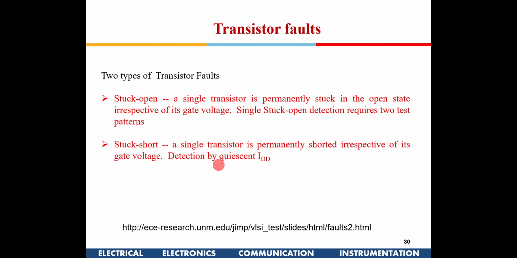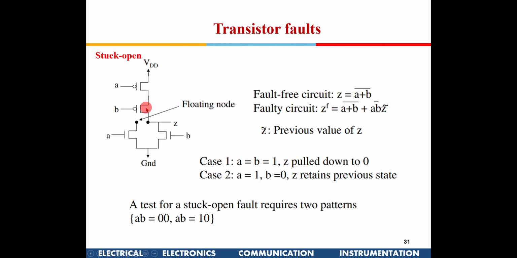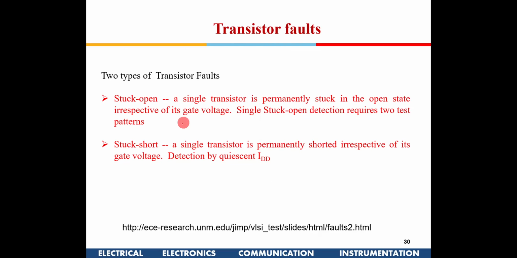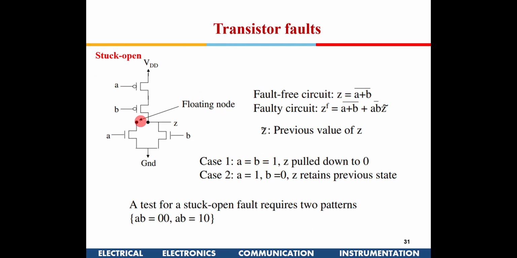Now there are some other faults also, which are known as transistor faults. The transistors can be stuck in open position also. Stuck in open position means even if you give a gate voltage, it will continue to remain off. And there could be stuck short fault also. That means even if you are not giving a VDD, then the transistor is on. This particular fault can be detected by high IDD. This will result in a path from VDD to ground. So this one is permanently open.